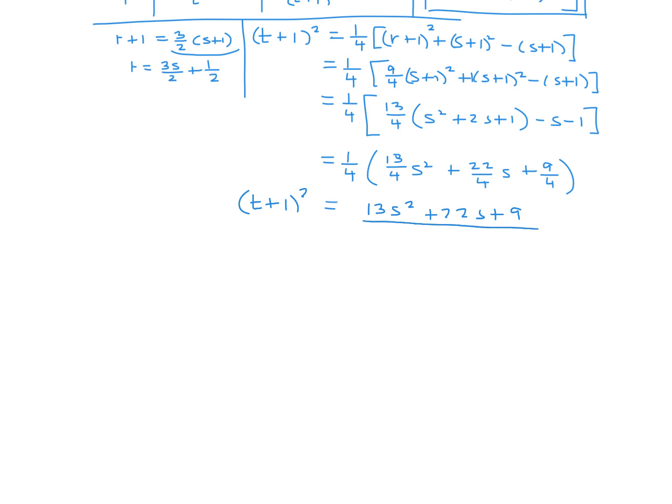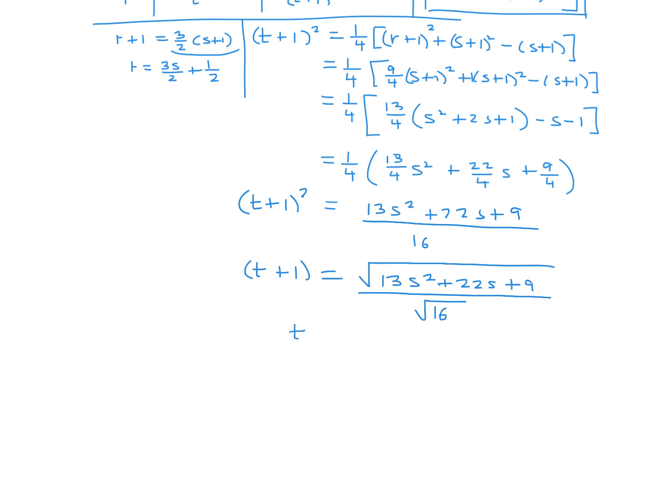And then in the denominator, I will have a 16. And then if I take the square root of both sides, this will basically be the root of 13s squared plus 22s plus 9, over root 16. And then that's t plus 1. And then I guess at the end, we just have to subtract 1 from both sides, or 1 from the other side.